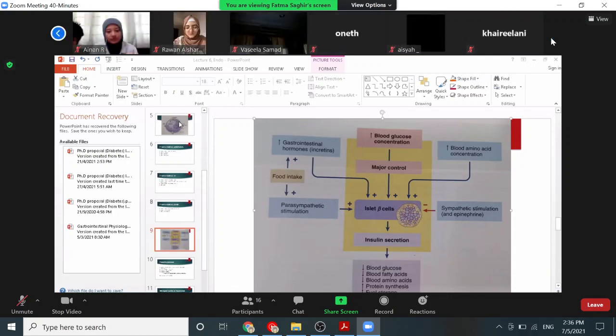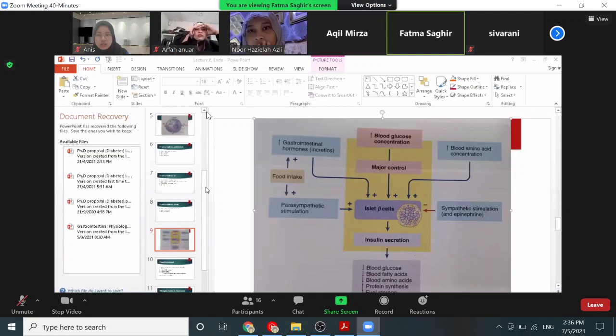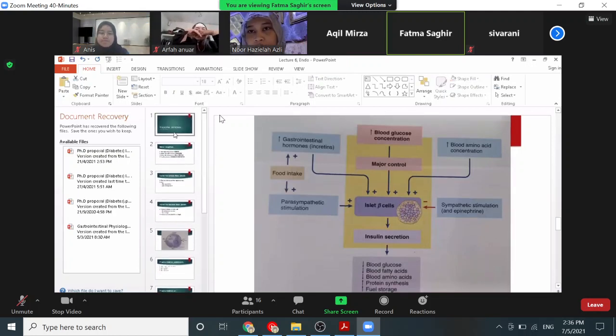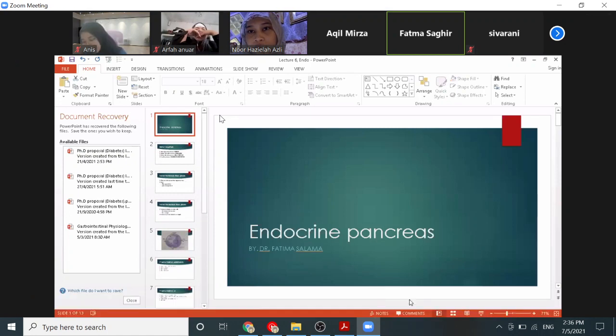Okay, so what's today's class? It's supposed to be practical, but because we are away, there's no practical, and it's not very important. So today we start with the endocrine pancreas, okay? And I think we finish our class on Tuesday.